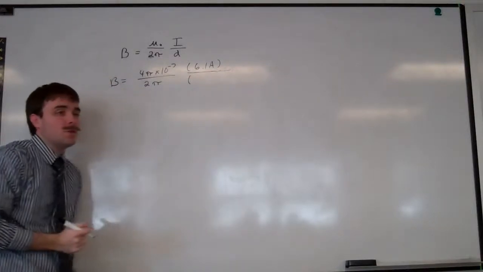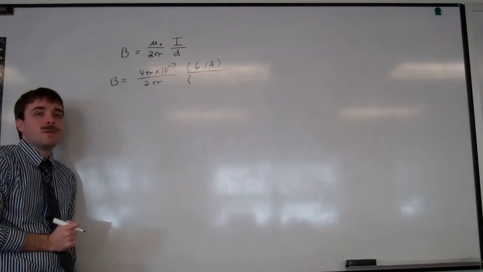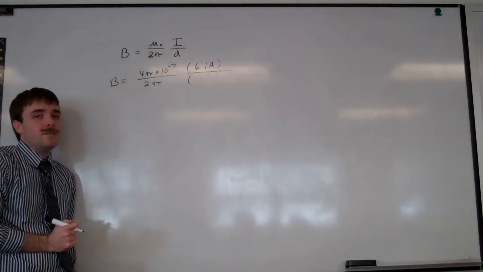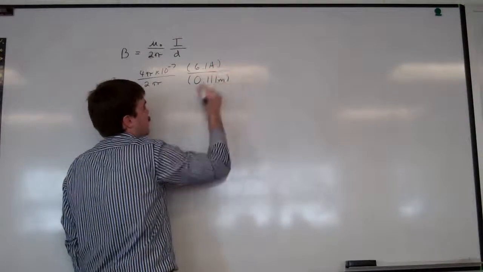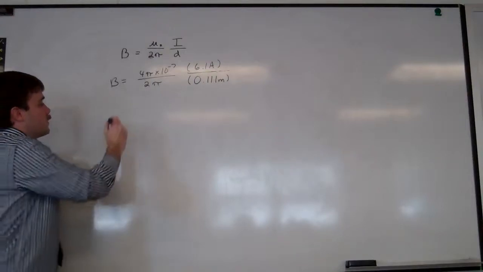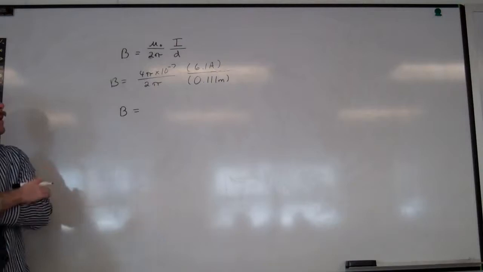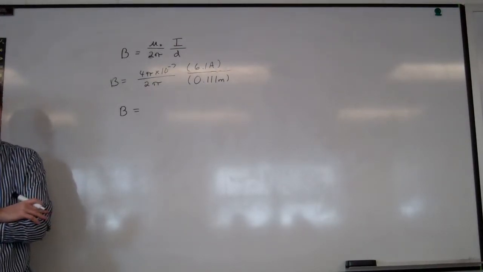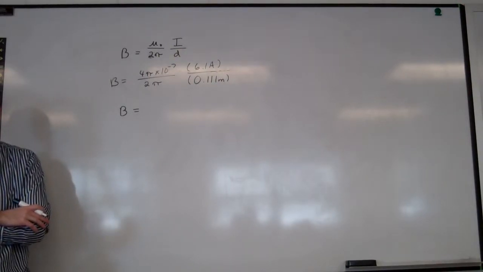And what's the distance between the 2 wires? 11.1 centimeters. How many meters is that? 0.111. So 0.111 meters for our distance between them. Alright, make sure you enter the exponents in scientific notation into your calculator correctly. That's where you guys mess up a lot in math.